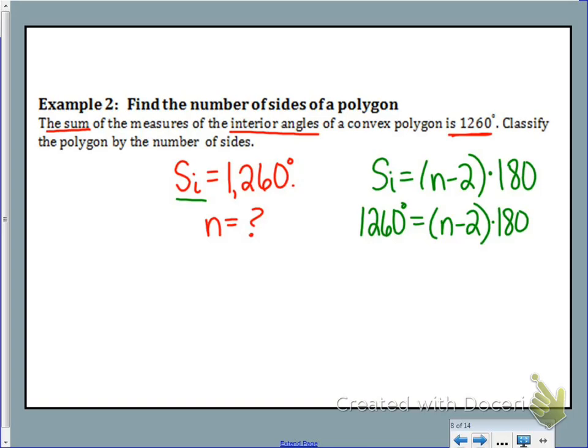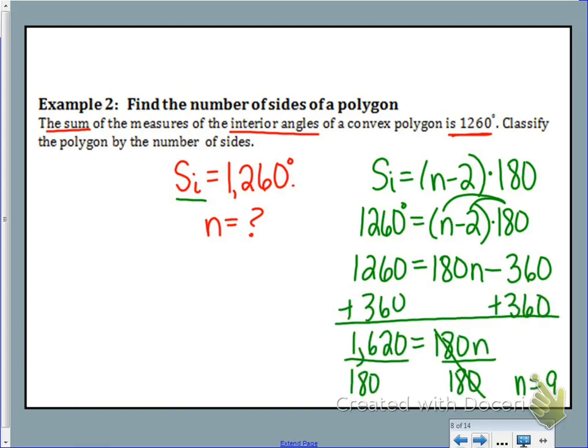There's a couple of ways you could approach it. You could start by distributing the 180, or you could divide by 180 in the beginning. That's really up to you. I find most students like to distribute first. So here's what that will look like. 180 times n would be 180n. 2 times 180 would be minus 360. Now go ahead and pause your video and solve this equation for n.